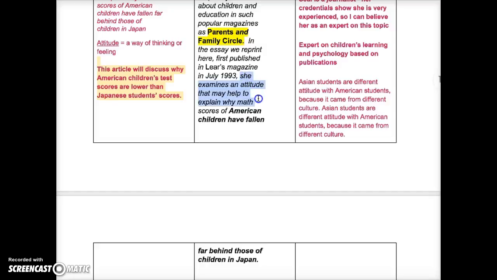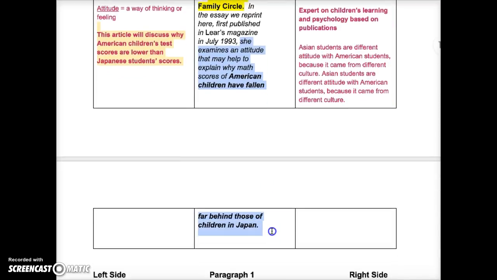She examines an attitude that may help to explain why math scores of American children have fallen far behind those of children in Japan. So now I'm writing a summary in my own words. It's really important that you don't copy, that you put it into your own words. This article is going to discuss why the test scores of American children are lower than Japanese students' test scores, right?